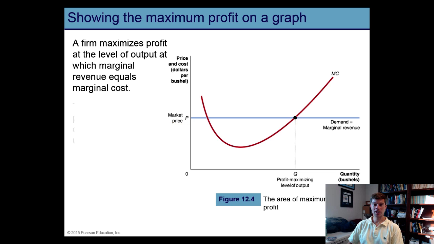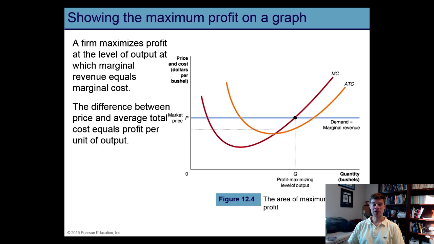In order to do this, I'm going to add an average total cost curve. The way you identify the average total cost of production for this perfectly competitive firm is to find where the profit maximizing quantity hits the average total cost curve. This will tell you the average total cost of producing the profit maximizing quantity.